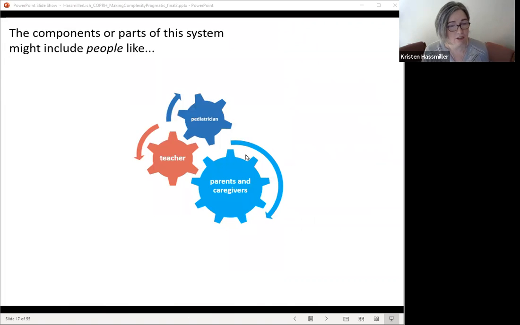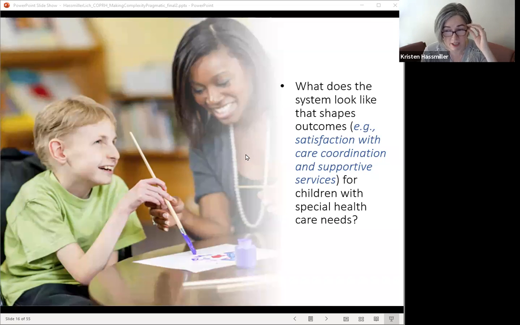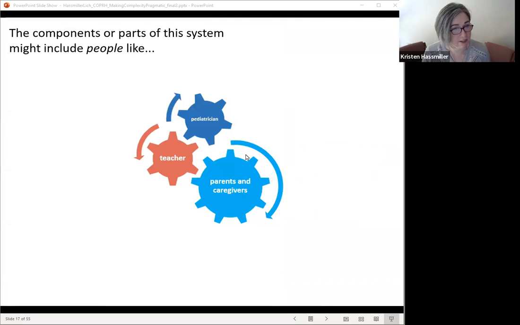So we could start to think about the components. Systems thinking is trying to get us, after we've bounded the system, to focus on the family's role in care coordination of their child with special health needs. Then we could start to think about what are the components of this system? And I want you to think very broadly about these components.